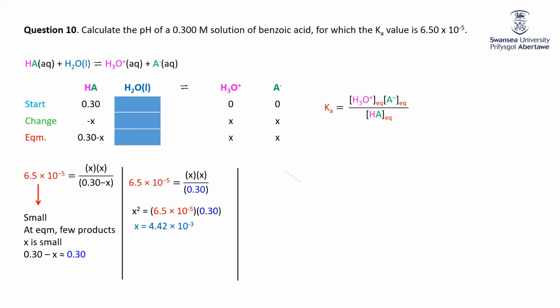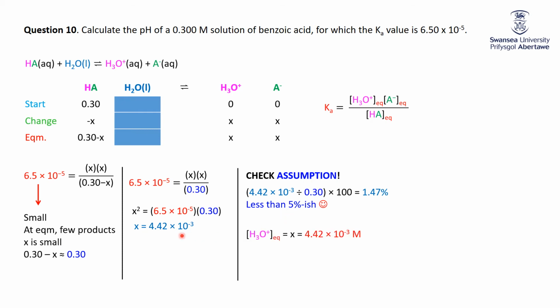Now check it, okay? So take x, 4.42 times 10 to the minus 3. We divide it by the number that we said was big, 0.3. Multiply by 100, so now we got the percent error. So 1.47%, not nearly as nice as in the last question, but that is still less than 5%. So therefore our assumption is cool. x, H3O plus, is 4.42 times 10 to the minus 3. We're happy with that value of x. So the pH is minus the log of that, or 2.35.